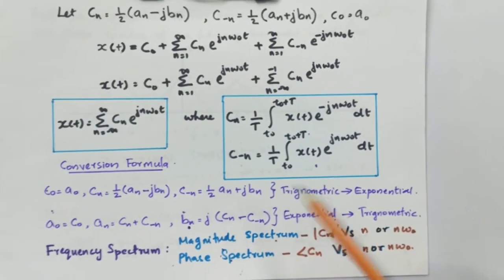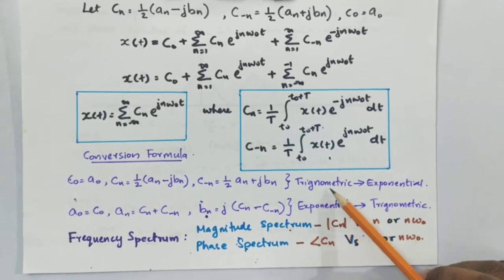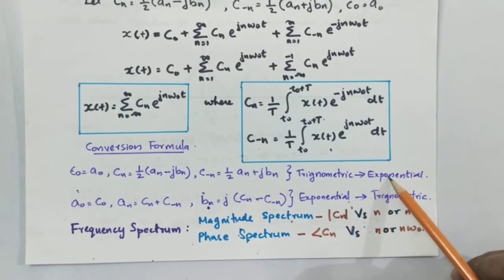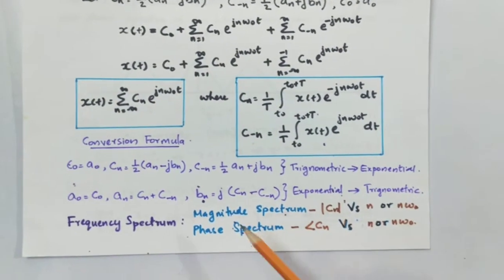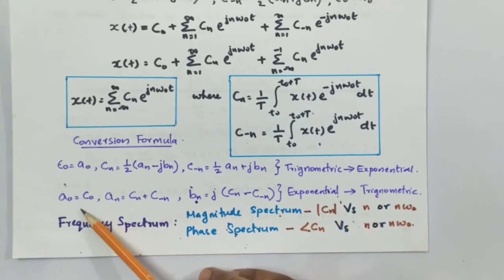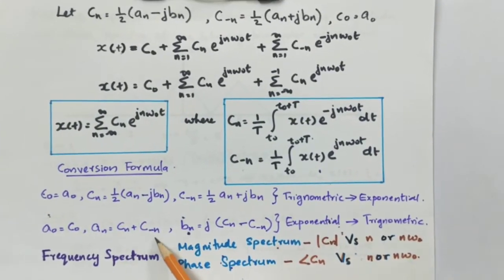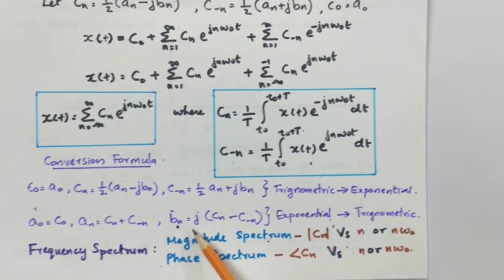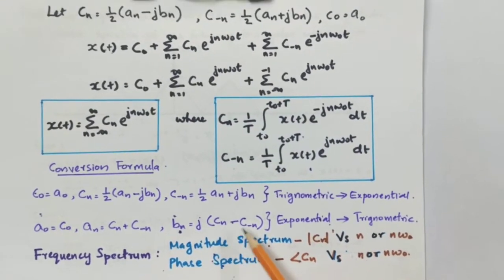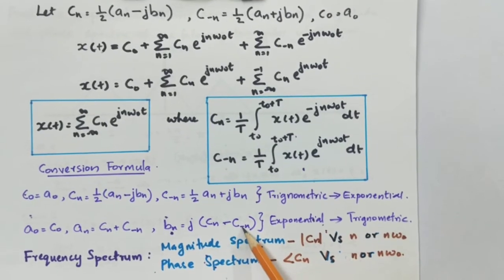So this is for converting from trigonometric to exponential. Similarly, from exponential to trigonometric we have a0 equal to c0, an equal to cn plus c minus n, and bn equal to j into cn minus c minus n.